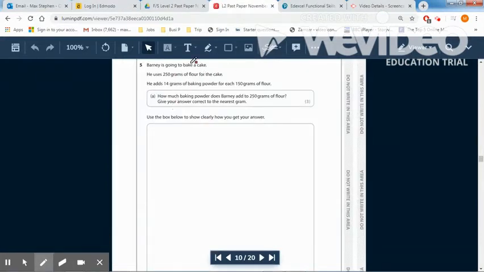Next question, Barney's going to make a cake and he's going to use 250 grams of flour. He adds 14 grams of baking powder for each 150 grams of flour. We need to say how much baking powder does he need to add to the 250 grams of flour. So again, we're working with ratio, and we've got our baking powder to our flour. And we need to add 14 for every 150. And we need to find out how much he wants to add to 250.